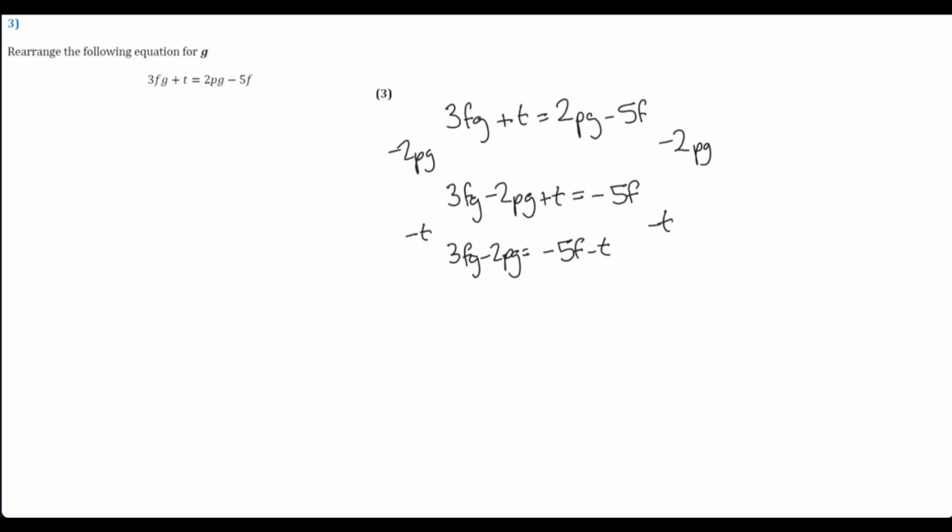Now that I have the g's onto one side, these are not like terms, so I can't combine them. But what I could do is I can factor out the subject. G times 3f minus 2p equals minus 5f minus t. As this g is times it by brackets, I can just divide through by the brackets, both sides. And that will get me my g on one side and everything else on the other side.